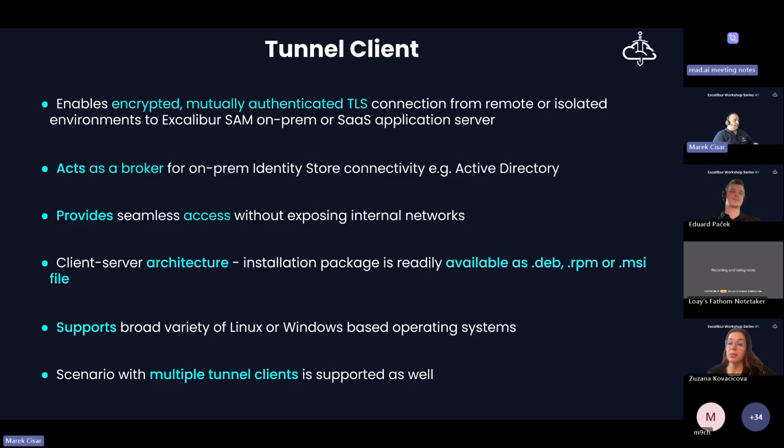I already told a little bit about it. The architecture is strictly client-server. So the Excalibur tunnel client is the initiator of the connection, and it connects to the server, which is, by the way, the application server running in the cloud. Installation packages are very simple. It's not any virtual appliance or bare metal server or pizza box or something like that. It's just a simple installation package available as a Debian package.